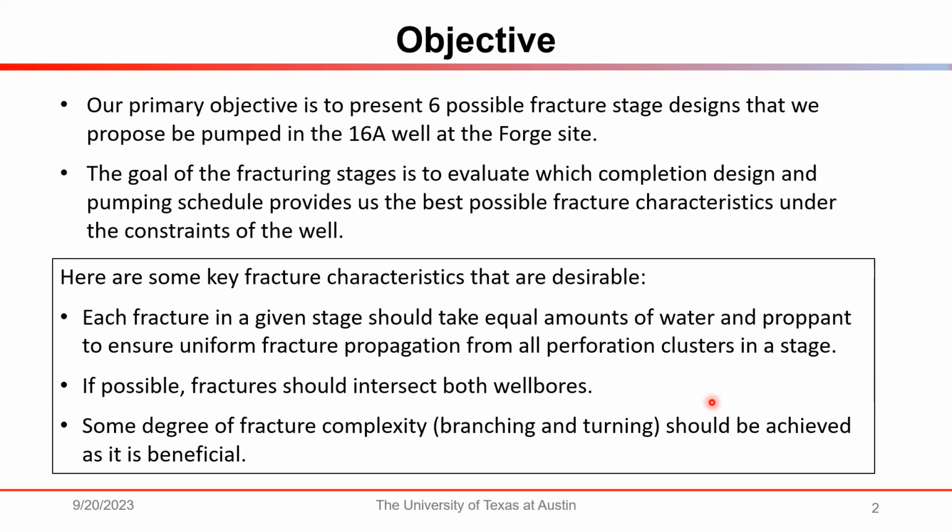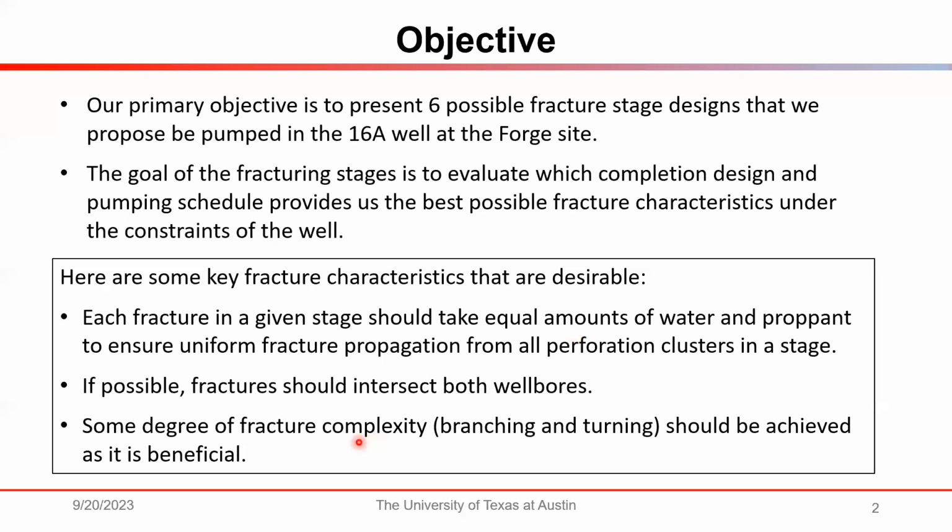Of course, what we're aiming for is the following key characteristics that are desirable for these fracs. Each fracture in a given stage should take equal amounts of water and proppant. I'm assuming there's going to be multiple clusters of perforations taking fluid and sand. We want to ensure uniform fracture propagation in all the clusters in the stage. And if possible, fractures should intersect both the well bores. This is absolutely key if you want to be successful in circulating fluids in this geometry.